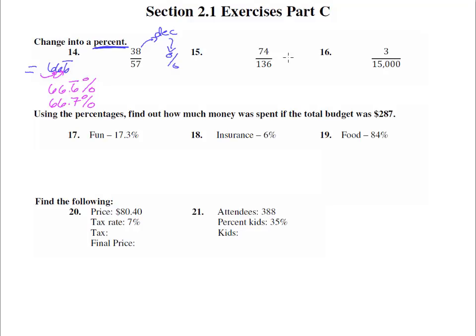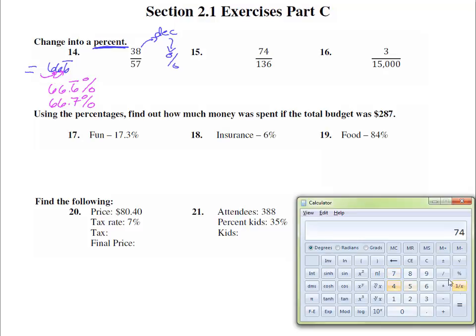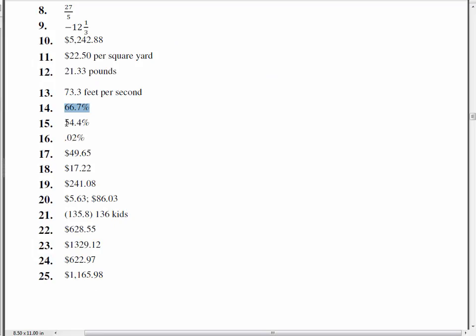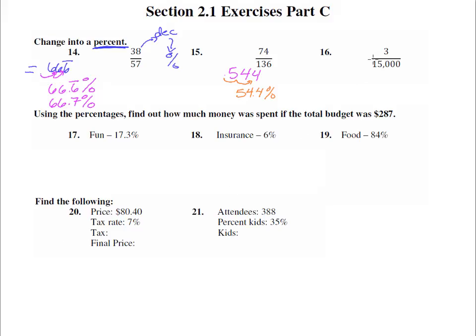Number 15, 74 divided by 136. Let's punch that in the calculator. 74 divided by 136 equals, and we get 0.544. We could keep doing that as long as we wanted, but let's now move it to a percent, two places, so we get 54.4%. Double check our answer. And there we have it, 54.4%.